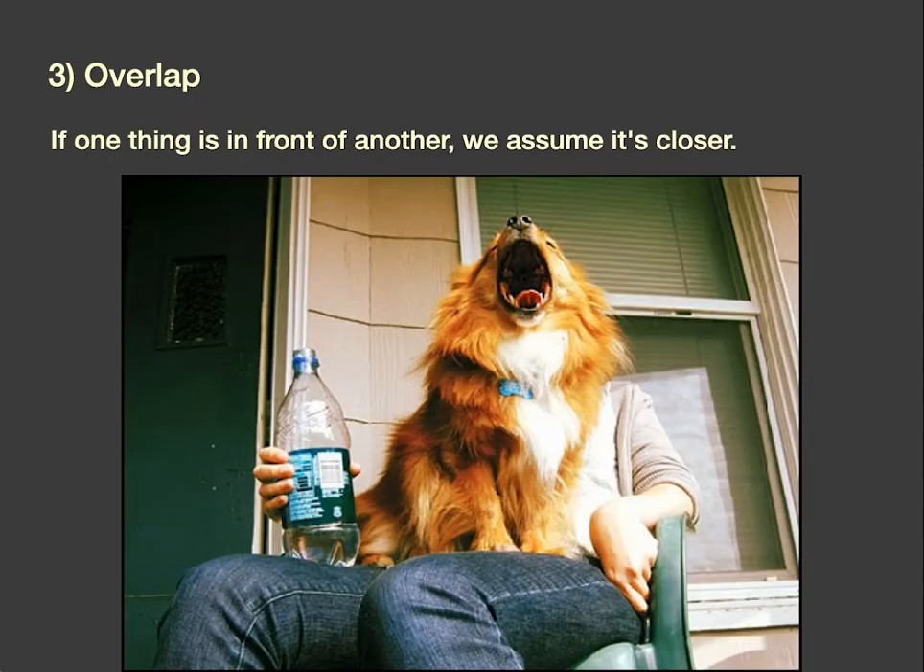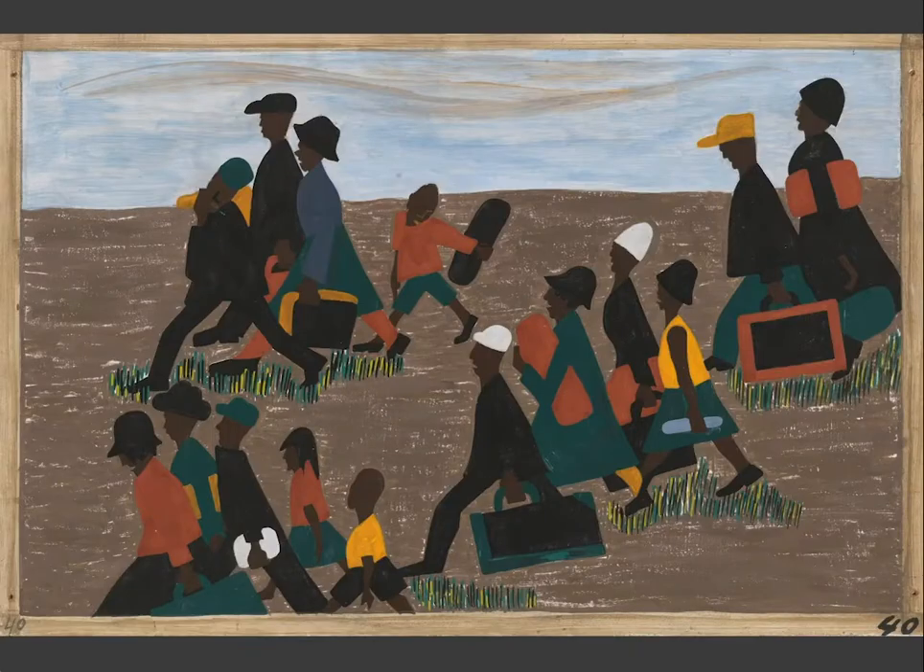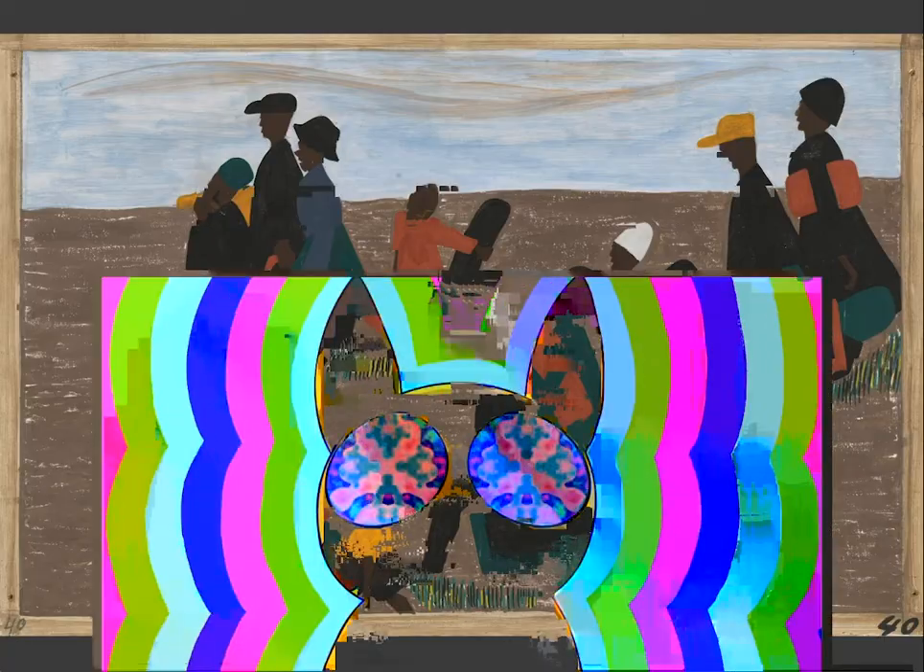The next thing you can do, and perhaps one of the easiest things that you can do to create a sense of three-dimensional space on a two-dimensional picture plane, is you can overlap stuff. If one thing is in front of another, we assume the thing that's in front is closer. So in this Jacob Lawrence painting, for example, we have all of these groups of people. Look at the one kind of in the center and slightly to the right. The man in the black with the white hat appears to be in front of the woman in the green and red dress, and so on and so forth because of this overlapping.